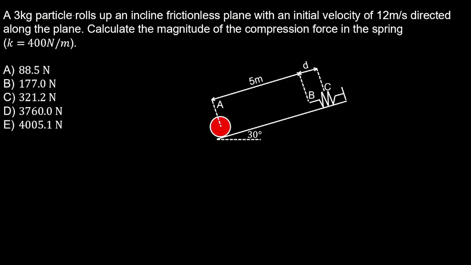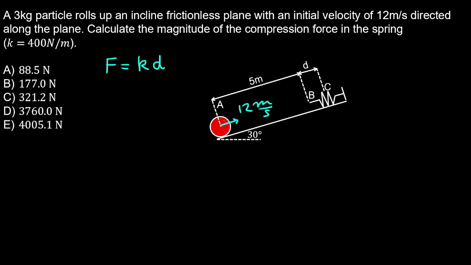A 3 kilo particle rolls up an inclined frictionless plane with an initial velocity of 12 meters per second directed along the plane. Calculate the magnitude of the compression force in the spring given the stiffness of the spring. So the compression force in this spring will be k by d.